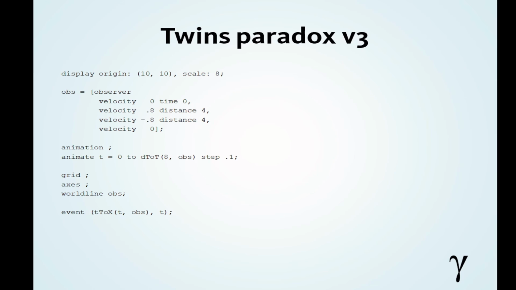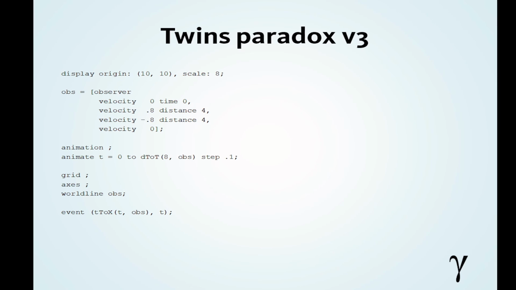And we're going to step at intervals of 0.1. The animation is 30 frames per second. And so you can pick the step factor to get whatever speed you want. Again, we display the grid, the axes, and the world line, and then we display an event. We place an event at time t, wherever the observer happens to be at that point.